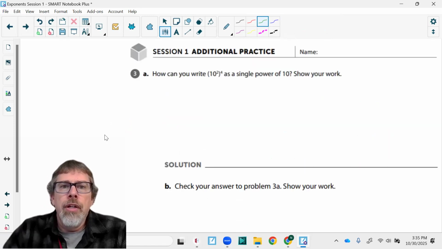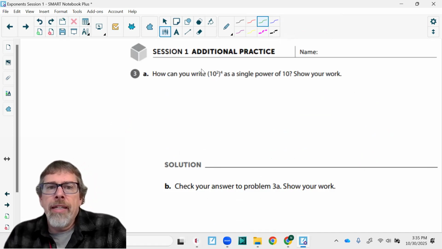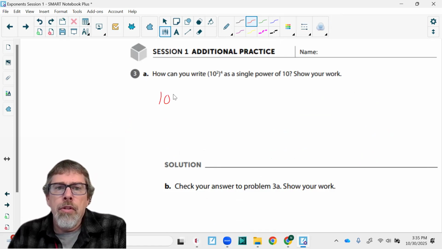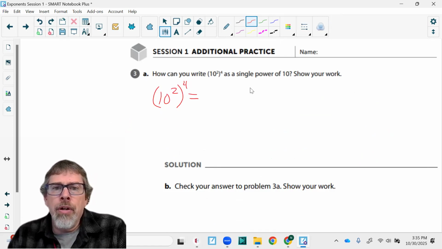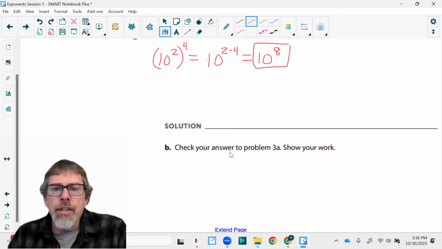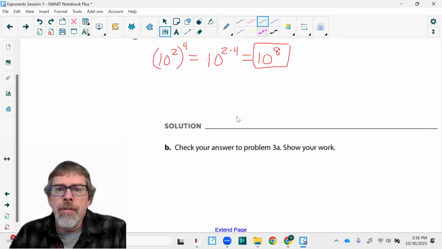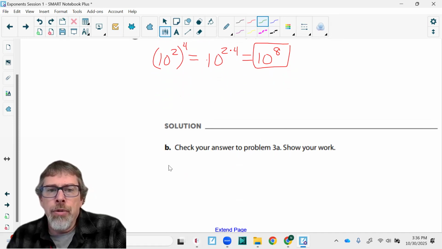Right, next page. Session 1, additional practice. 3A. How can you write 10 squared, all to the 4th power, as a single power of 10? Well, it's 10 to the 2 times 4, which is 10 to the 8. Alrighty. So now it says, check your answer to problem 3A. Show your work. So here's how I would check my answer.